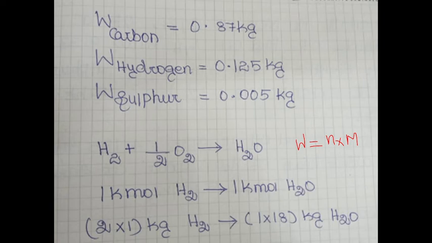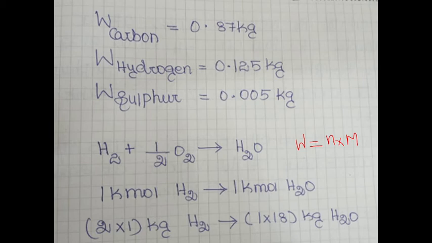Next we are going to calculate mass of water produced, that is small m value. So we should use the water produced equation. Hydrogen reacts with oxygen to produce water: H2 plus O2 gives H2O. As per the reaction in terms of mole, 1 kilomole of hydrogen produces 1 kilomole of water. To convert kilomole into weight, weight is equal to number of moles into molecular weight.